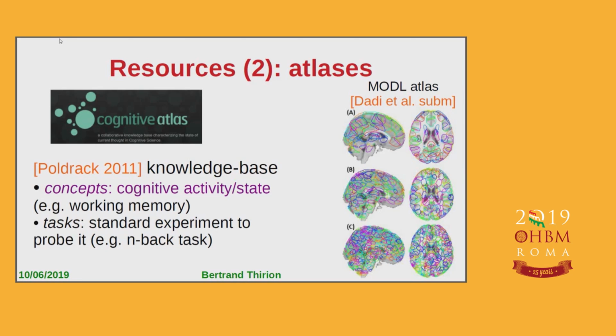Then the second resource we need for this kind of large-scale decoding is atlases. Two types of atlases: cognitive atlases, that tell you what the relevant terms are that we could associate with images. Here we use the Cognitive Atlas by Russ Poldrack. It's a knowledge base that has two main types of data: concepts, which describe cognitive activity or states, which is what we used in our description, like working memory; and tasks that are used to probe the concepts, like the n-back task would be used to probe working memory. And the second resource is brain atlases.